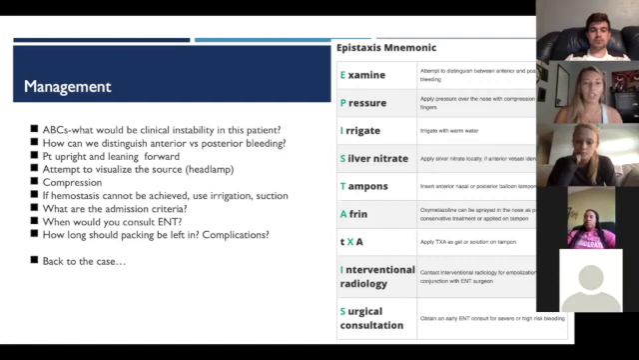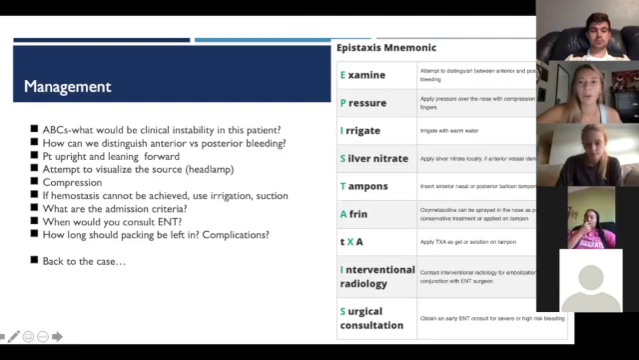Whenever you are examining the patient, one of the things that is going to be important is trying to visualize the source, because you can't stop bleeding if you don't know where the bleeding is. That's really important, and it recommended using a headlamp or something like that, especially if it's more posterior. It might be a little more difficult if there's a lot of blood. You might have to irrigate it so that you can even try to see where the bleeding is coming from.